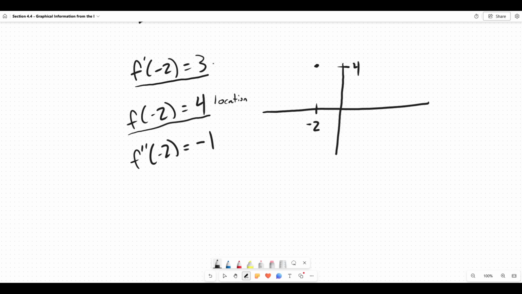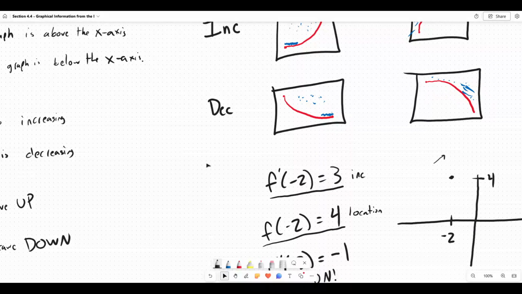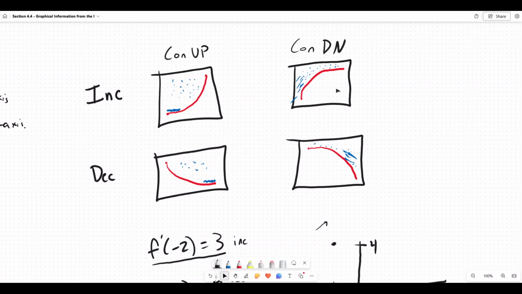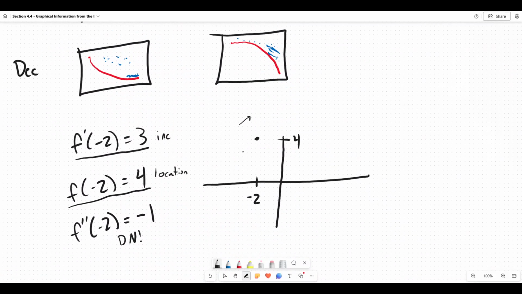From the first derivative, I can see that the graph is increasing. So I'm expecting it to do something from left to right. But it's increasing concave down because the second derivative is negative. So increasing concave down looks like this one right here. I would expect maybe something like this is going on. And so I already get a really good idea about what's happening at the graph just based on derivatives. And that's sort of what we're looking at.